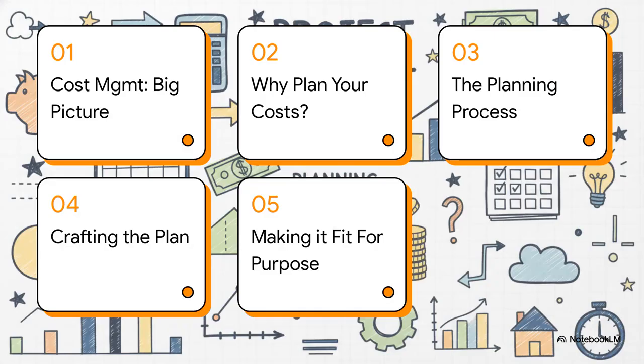So here's our game plan for today. First, we'll zoom out and see the big picture. Where does this all fit? Then we'll get into the why. Why is this step so critical? Section 3 is the main event, a deep dive into the mechanics: what you need, what you do, and what you get. After that, we'll actually crack open the plan itself and see what a great one looks like. And finally, we'll talk about how to make this work in the real world.